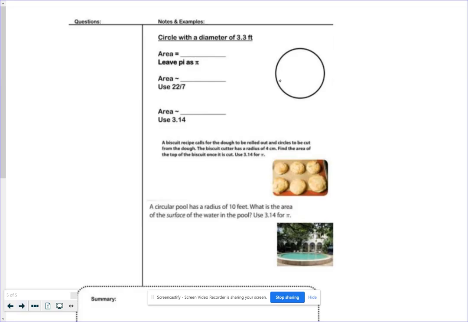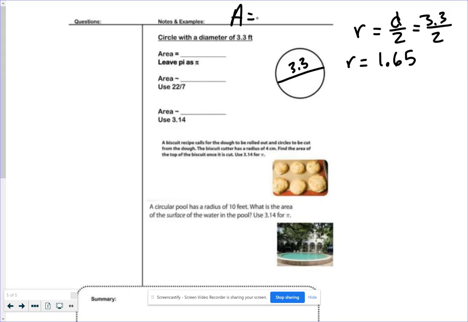Now we know the diameter is 3.3, but we don't want that. So we are going to use the radius. But how do you find it? You do diameter divided by 2. So 3.3 divided by 2 is 1.65. We have to know that because our area equation only can use a radius. It can't use a diameter. Pi r squared.